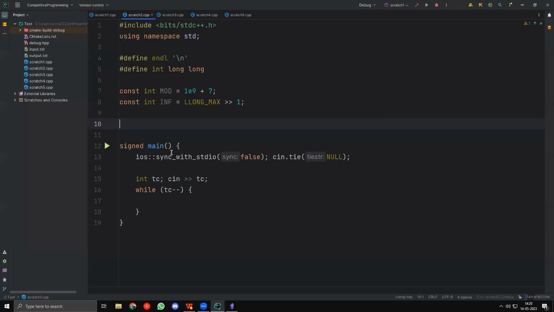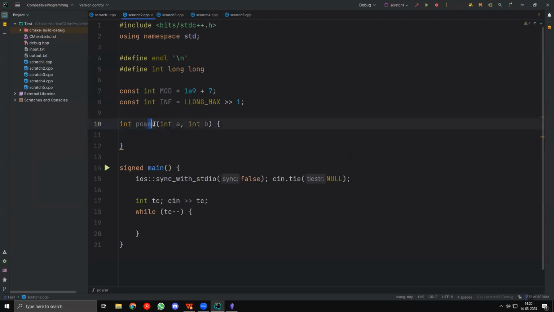Now, what I'm going to say is I'm going to take in power of int a comma int b, right? So don't name it pow, by the way. Please don't name it pow. This will be very confusing for you in the future, and you might get some compile errors as well sometimes. So just name it power or exponentiation, so exp or something like that. So I'll just take power here.